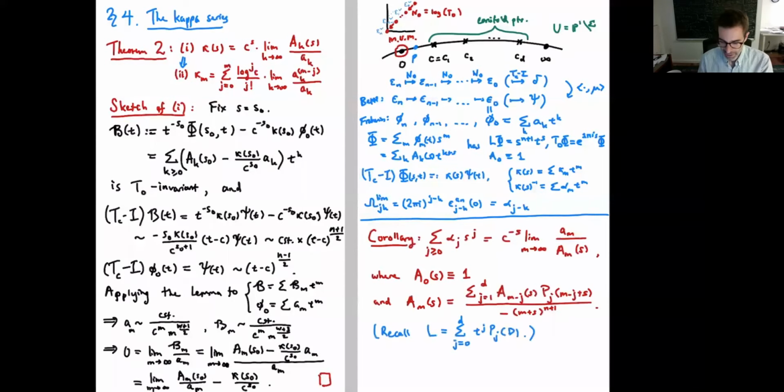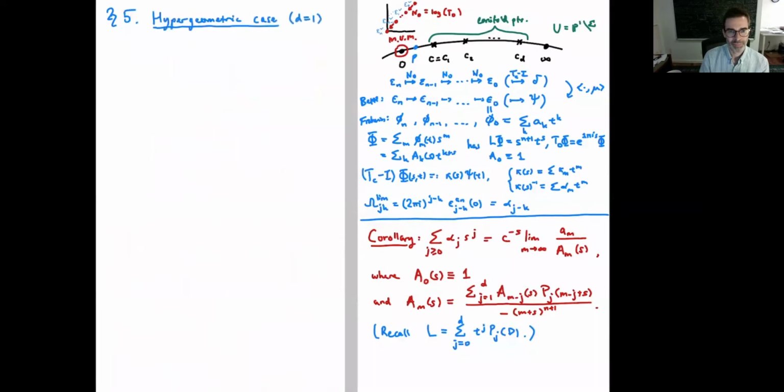Okay, the corollary is that this generating series, which was the inverse of kappa of S, is equal to C to the minus S, A_M over A_M of S, where A_0 of S is identically 1, and A_M is given by this recursion. And so now we have an application to the hypergeometric case that allows us to compute all limit mixed Hodge structures in one blow.